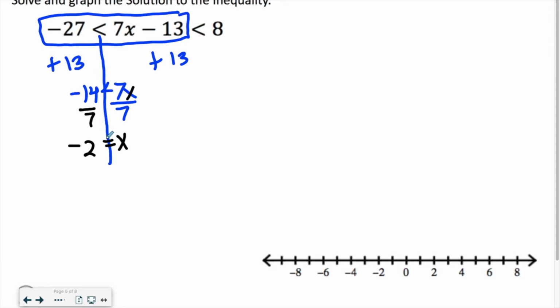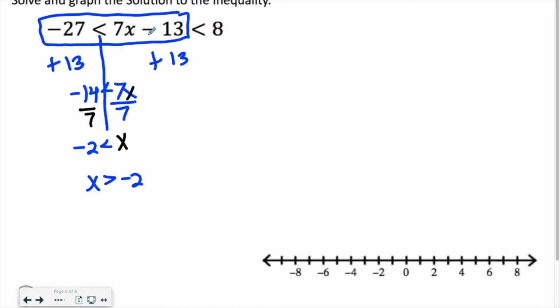And this should be just... I don't know if I can erase just the middle. Let's try. Oh, we'll rewrite it. It's okay. So negative 2, and it flipped back to blue. Negative 2 is less than x. And if you flip-flop that, it would be x is greater than negative 2. So that you move the x to the other side.